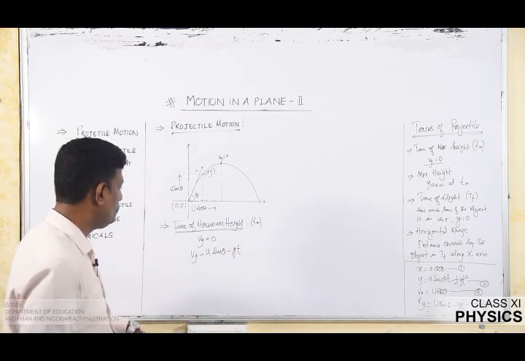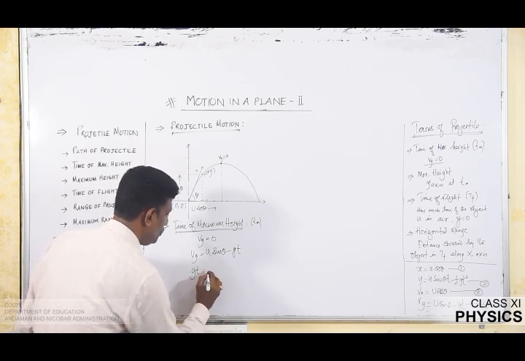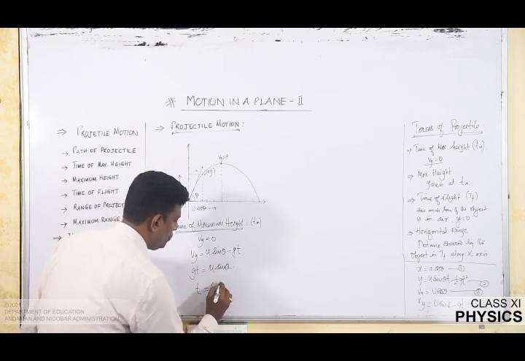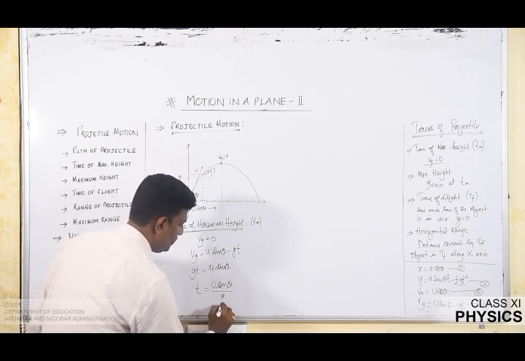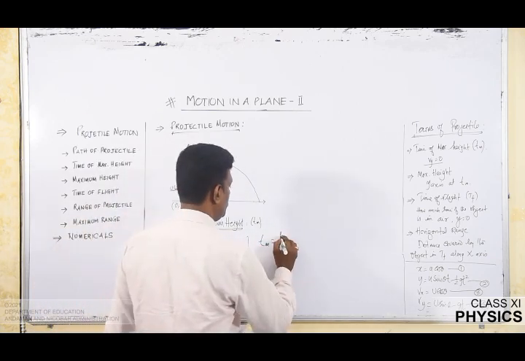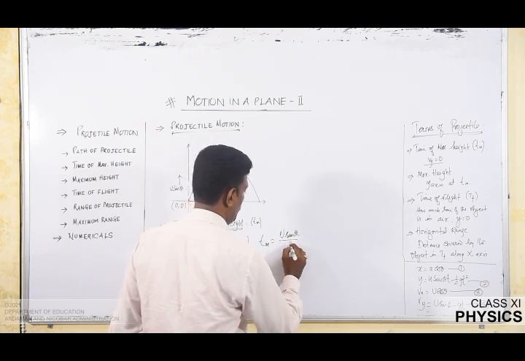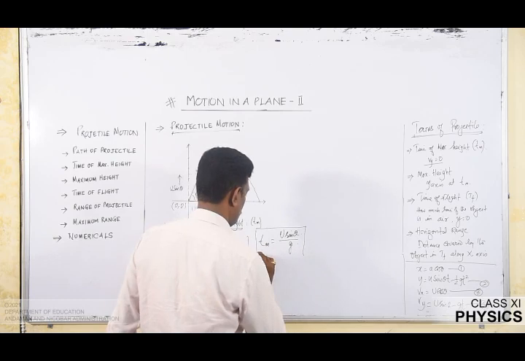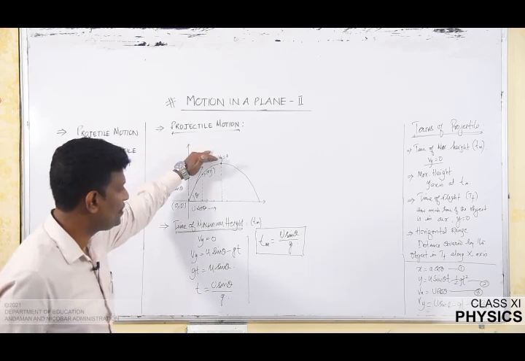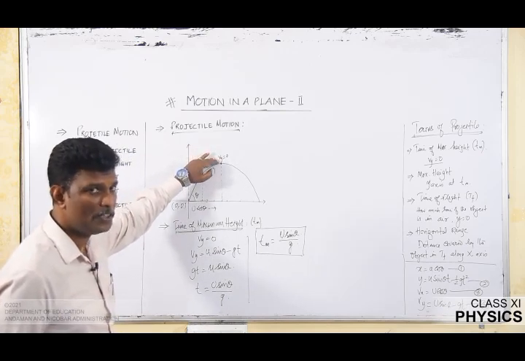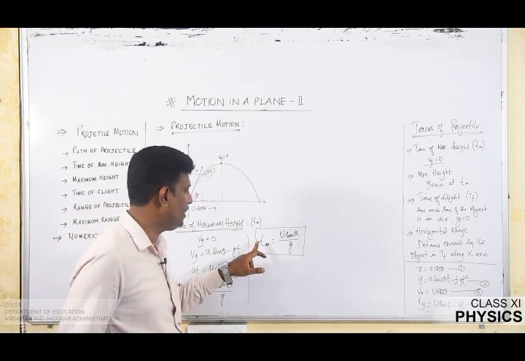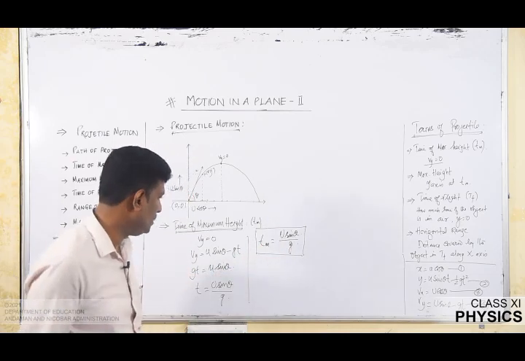So, Vy is equal to 0 means g t equal to u sin theta, and t is equal to u sin theta by g, or we can write Tm equal to u sin theta by g. This is quite simple. So, the time taken by the object to reach the highest point, at which the velocity becomes 0, after that it starts falling, is Tm equal to u sin theta by g.